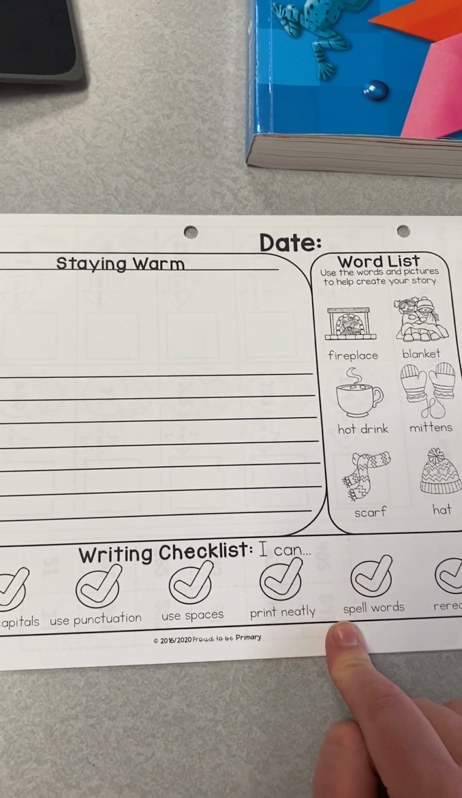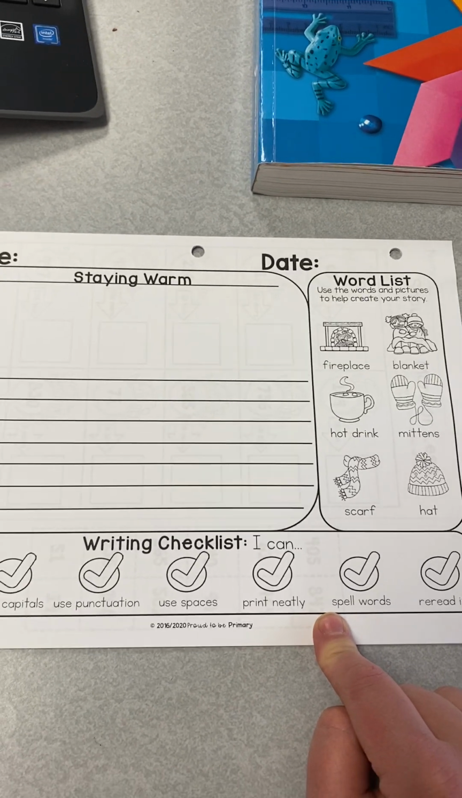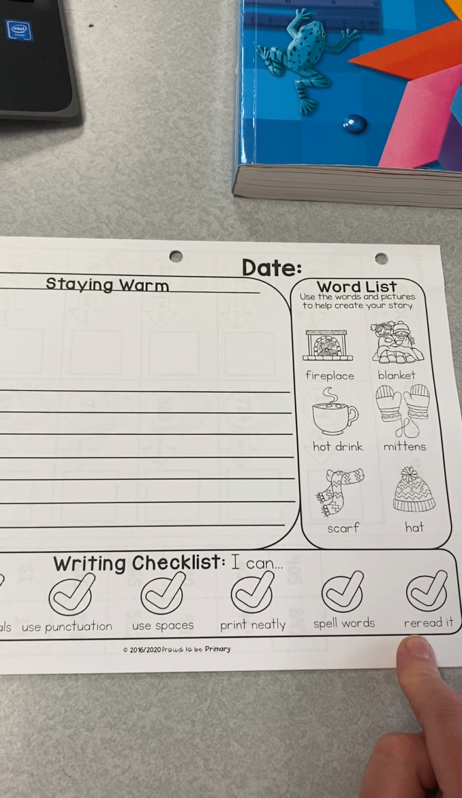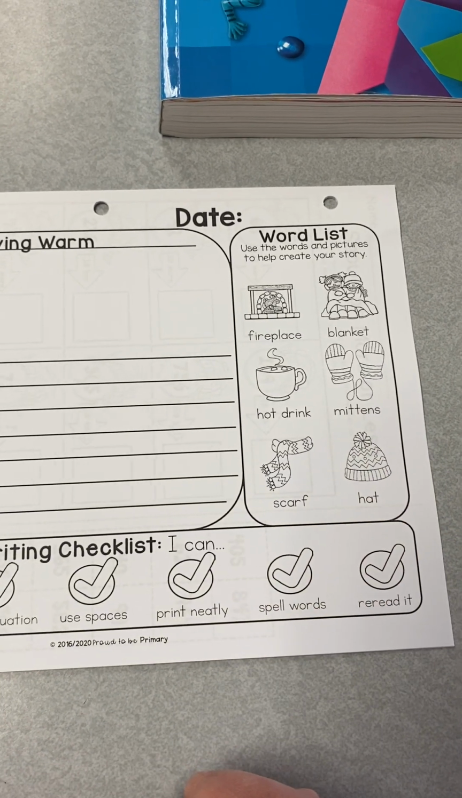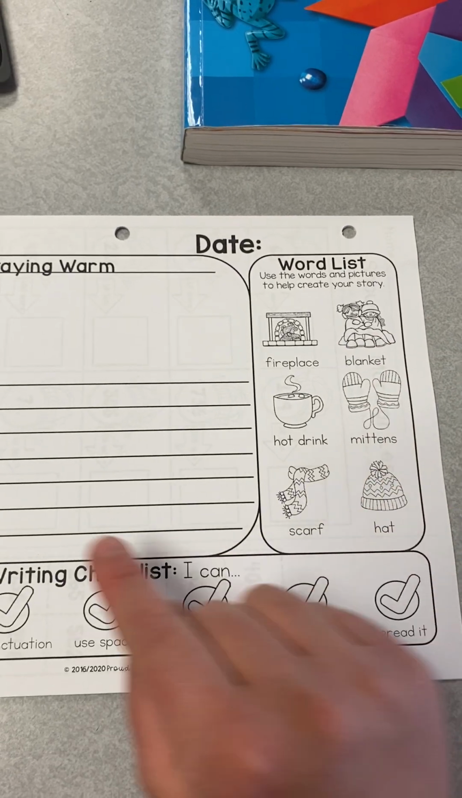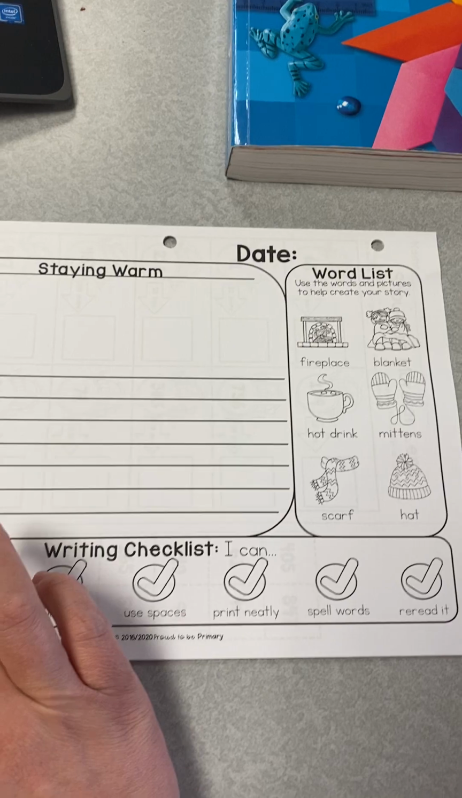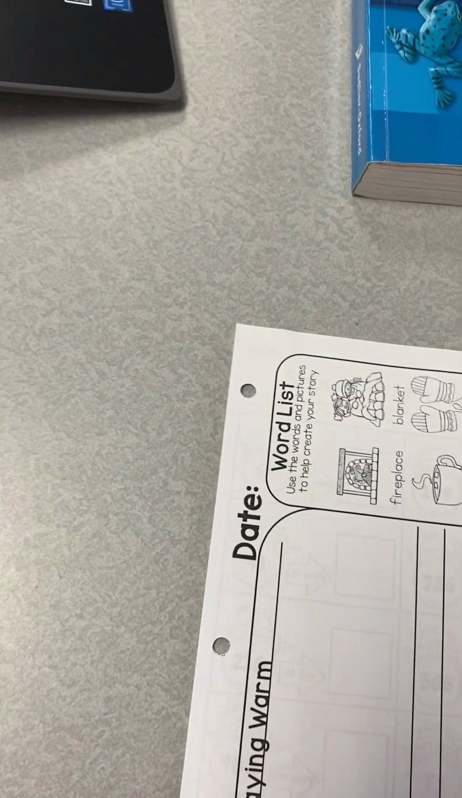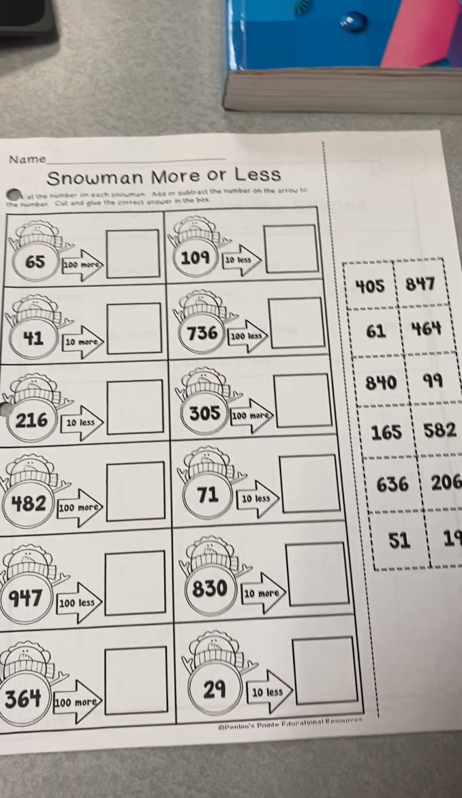When you're spelling your words, try as best as you can to sound them out. Helps make you become a better reader and speller. And then reread it to make sure it makes sense. Here are the vocabulary words. You do not have to use them, but these are just guides to help you come up with a nice composition for staying warm.